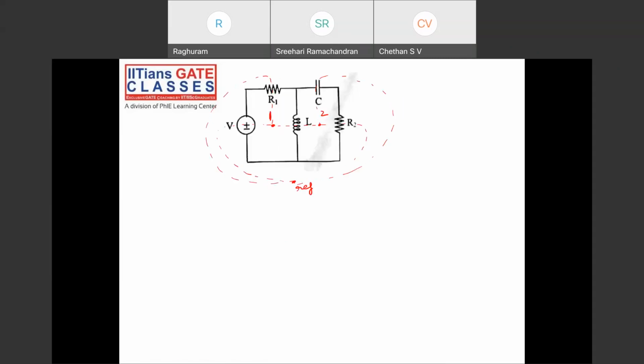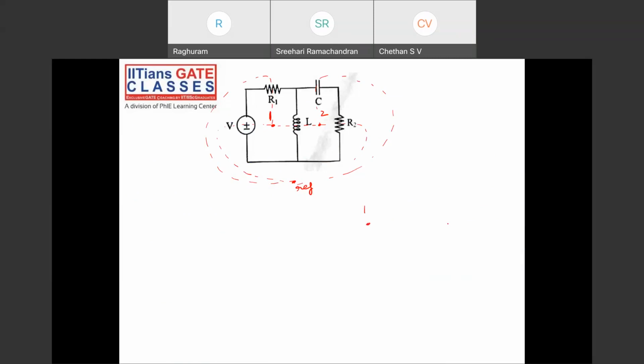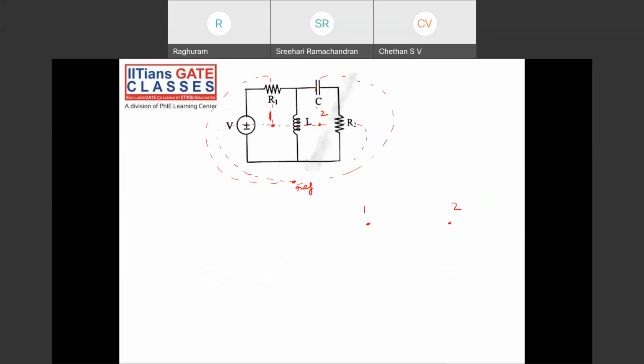So in drawing this, this is my node 1. Draw the lines between nodes such that each line crosses an element. Replace that element by its dual. So between nodes 1 and 2, there is one element, and I have to replace it with its dual. I have to draw the lines. I'm drawing with dotted lines, 1 to the reference node. I have one element here, the other element through this, similarly through this. Let me draw it. It will be clear to you.